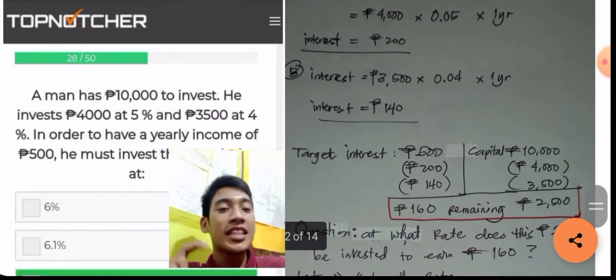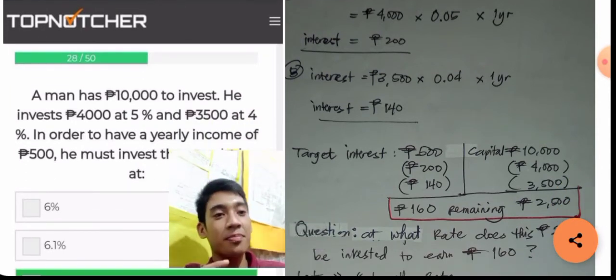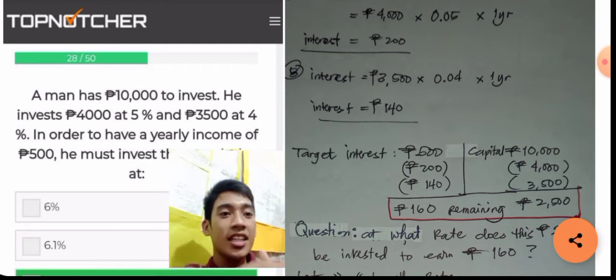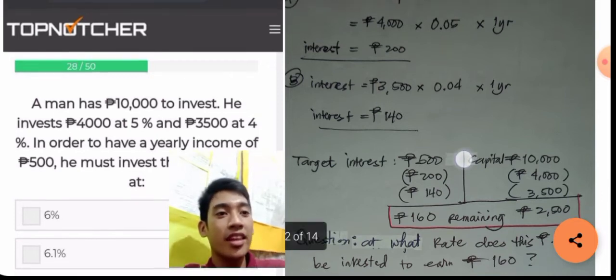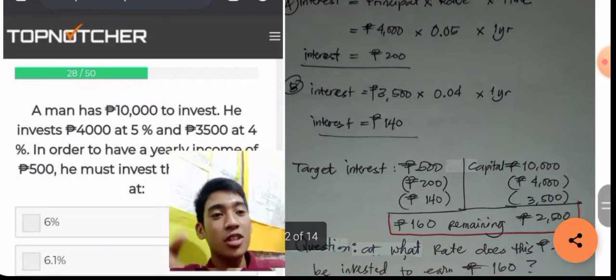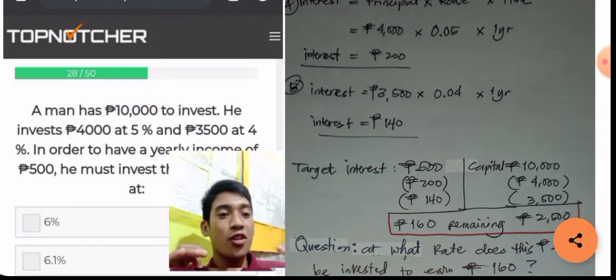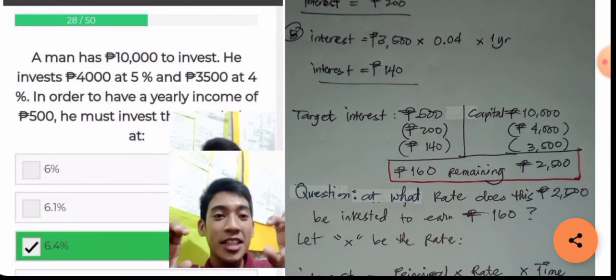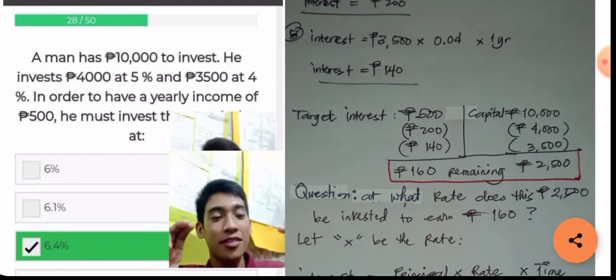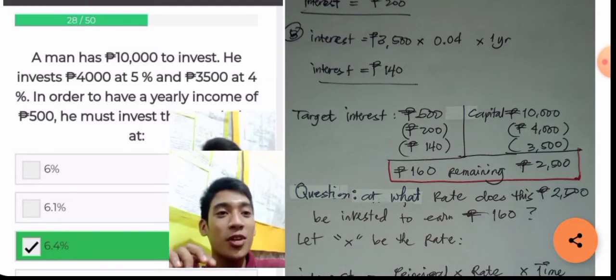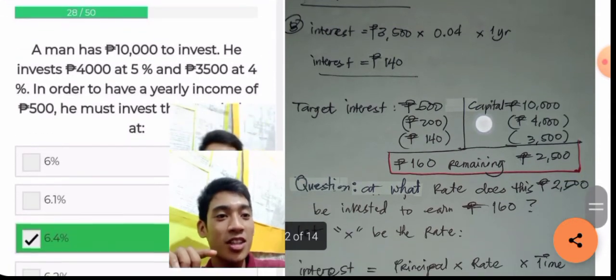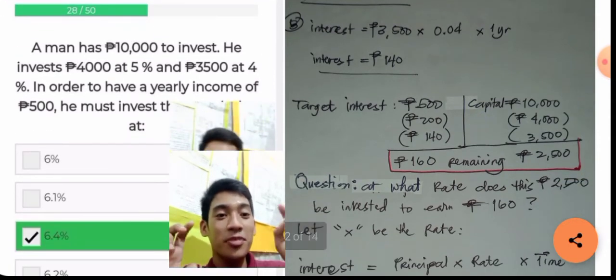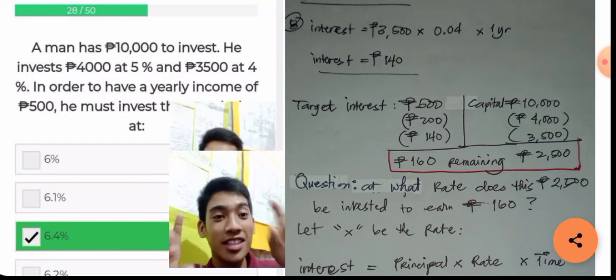How about 3,500 at 4%? Same formula. Principal multiplied with rate times the time to get the interest. So 3,500 multiplied by 0.04 will give us 140 pesos. So therefore, the target interest earned for 1 year is 500 pesos. We got already 200 pesos from 4,000 and 140 pesos from 3,500. So the remaining is 160 pesos.